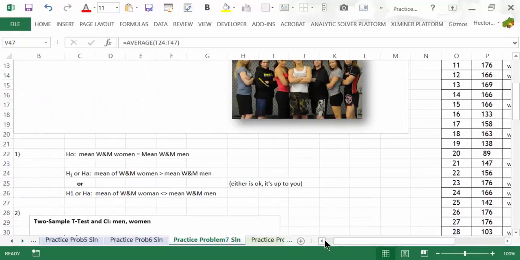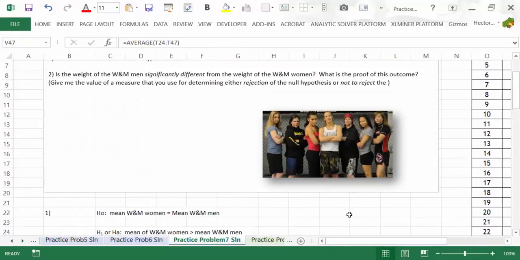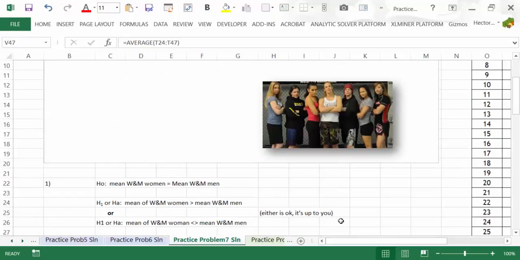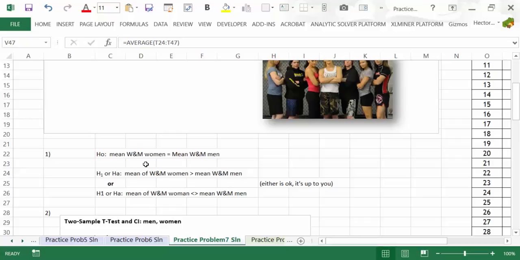So how do we do this kind of test, a two-sample test? Well, let's write the null hypothesis first. The null hypothesis in these tests is invariably that there is no difference between the mean of the women and the mean of the men. It's just sampling error. The alternative would be that the women are greater than the men for a one-sided test because the evidence shows that.